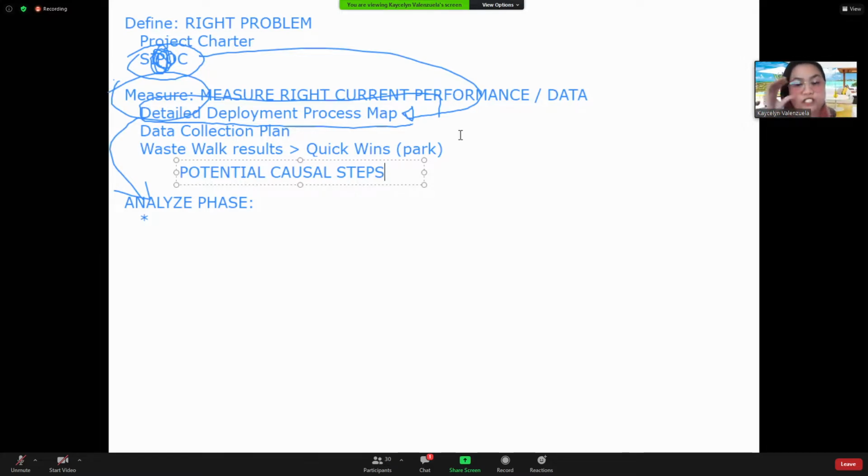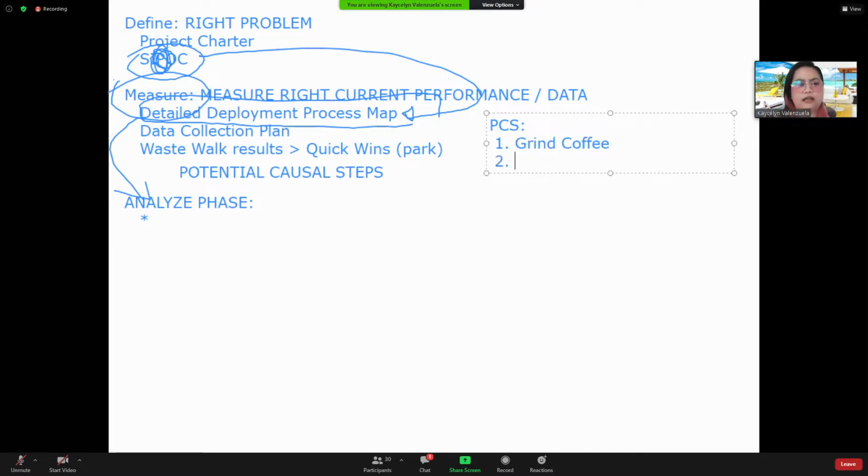May mga steps doon, di ba? May mga steps doon na na-identify nyo. These are the potential causal steps. These are the process steps kung saan potentially nangyari yung problema or naging dahilan kung bakit nagkaroon ng problema. So let's say for example, kung meron tayong sa detailed deployment process map natin na potential causal step natin, for example, grind coffee. Yan ang napili natin.